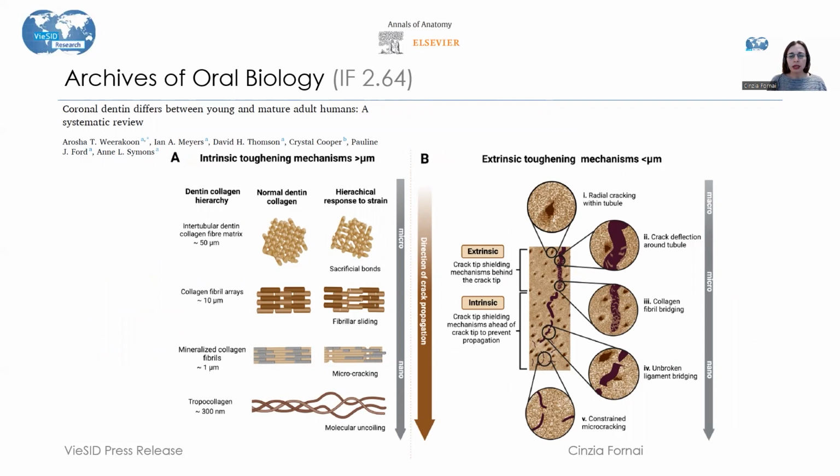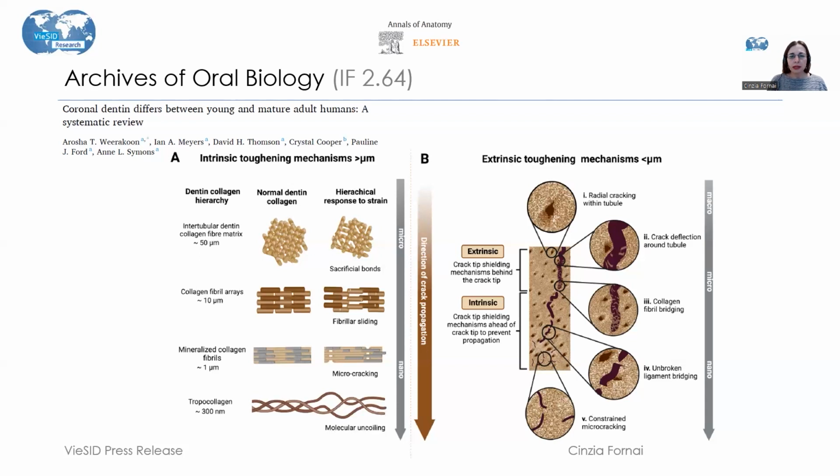Age-related changes in inter and peritubular dentin diminish the dentin's dampening behavior and its ability to dissipate energy. Mature dentin demonstrated relatively impaired fracture toughness, increased brittleness, and thus increased risk of fracture.